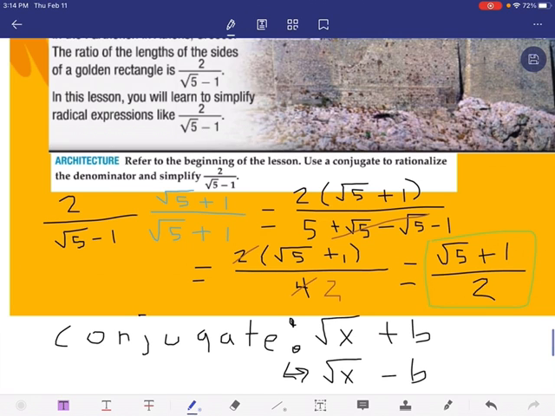Now these ones aren't as common as the ones where we just have a single square root in our denominator, but they do come up from time to time. So we do need to remember that if I have addition or subtraction outside of our radical, but it's still in that denominator, we have to multiply by the conjugate instead.